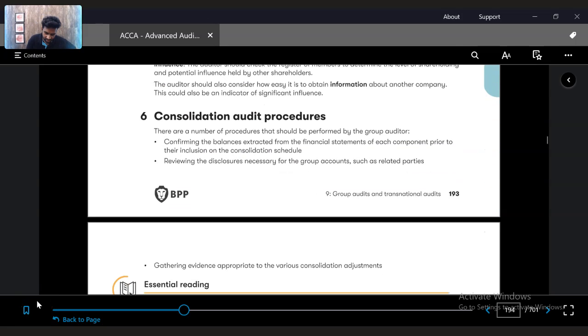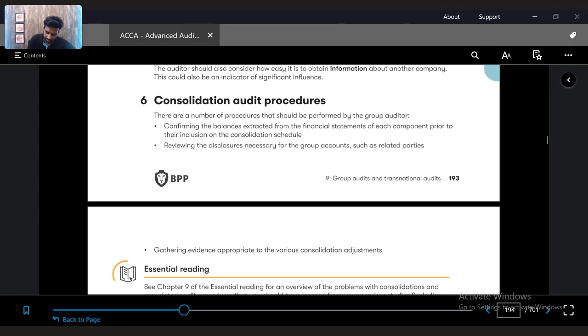The next one is the consolidation audit process. There are a number of procedures that should be performed by the group auditor for the consolidation of the financial statements. Firstly, confirm the balances extracted from the financial statements of each component prior to their inclusion in the consolidation schedule. You take up the component's financial statements and confirm the balances extracted are appropriate, comparing against the component auditor's report to see that the balances extracted are appropriate and there are no changes.